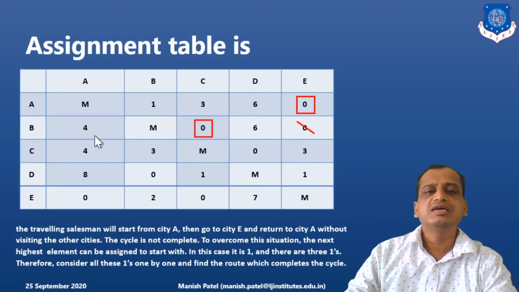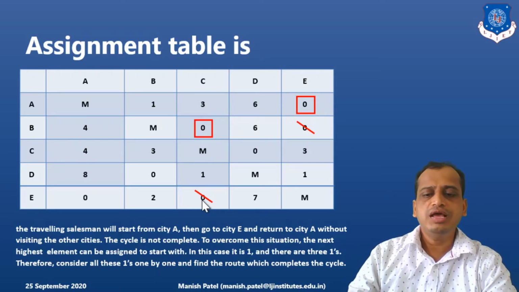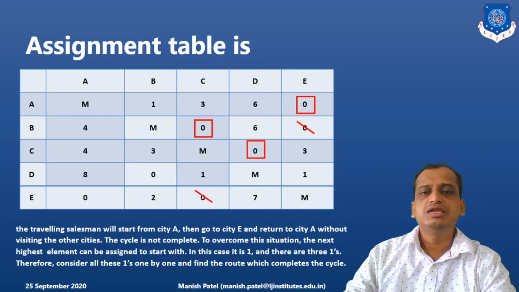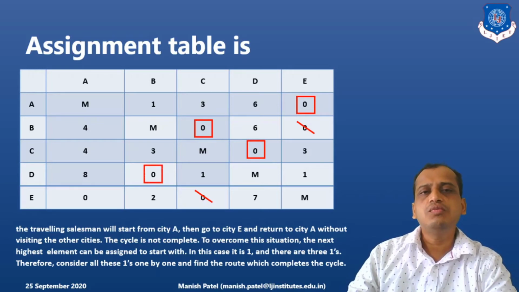We have already assigned B to C here. If it is assigned B to C, then we have to cancel the corresponding 0 in this column, that is this C column 0, right? Next, we will assign C to D, the route from C to D. And then we will assign from D to B. And finally, we will assign E to A.